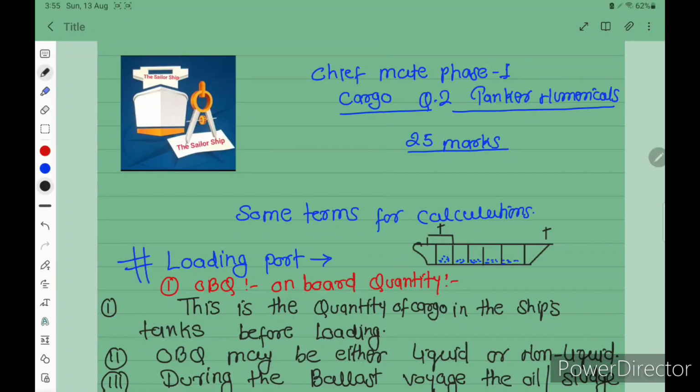Today our topic is Tanker Numericals for phase 1, which is coming for the 25 marks and it's a compulsory question. By watching this video you will be able to solve any type of numericals. We'll select 8 different types of numericals so that you will be able to understand all the types, and so you will solve any type of numerical which is coming in the MMD exams.